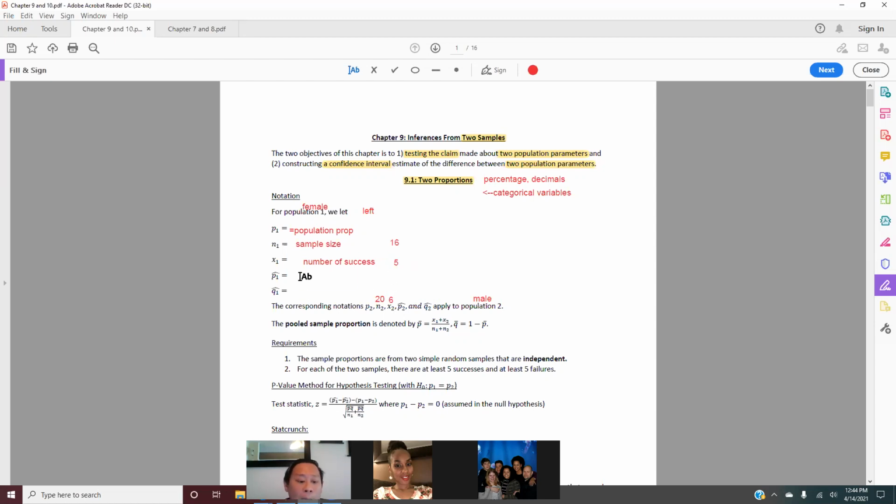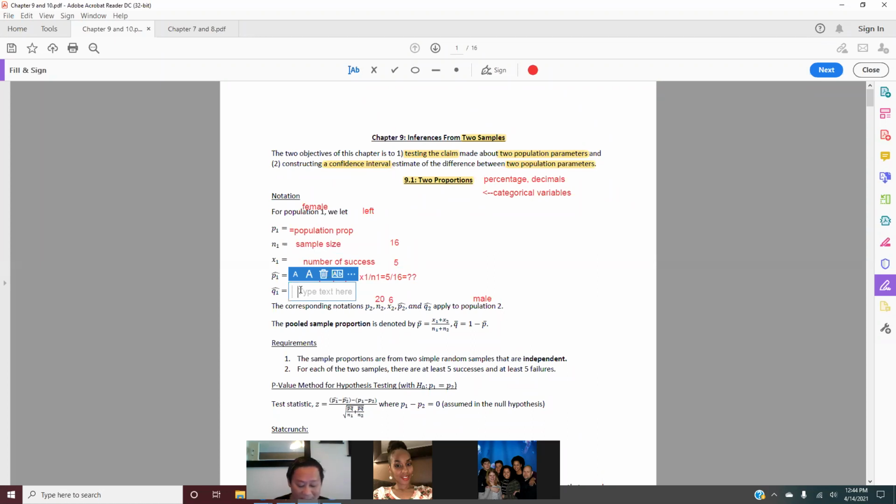So p1 hat in this case is your sample proportion. In order for you to find this sample proportion, you have to take x1 divided by n1. If a question did not provide us the sample proportion for the first population, you take the number of successes over the sample size. So in this case, it will be 5/16, and then use your calculator to figure out what that is.